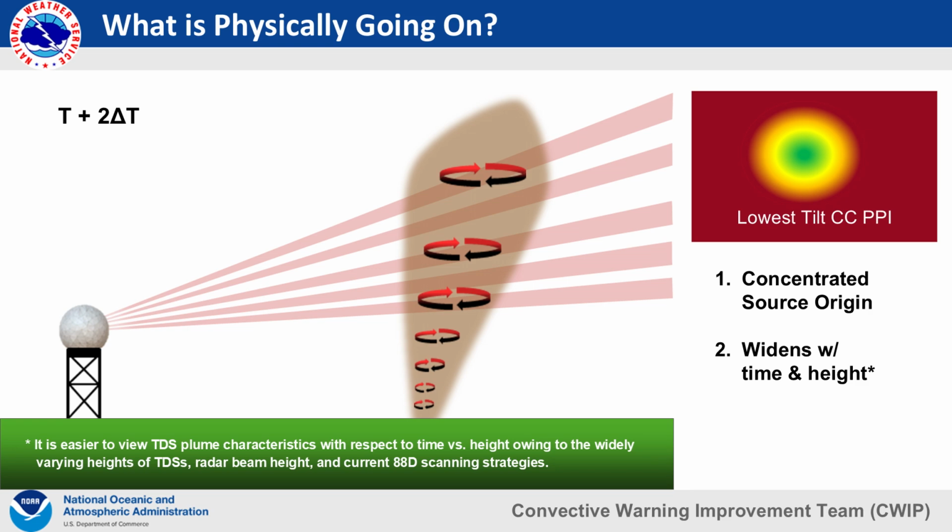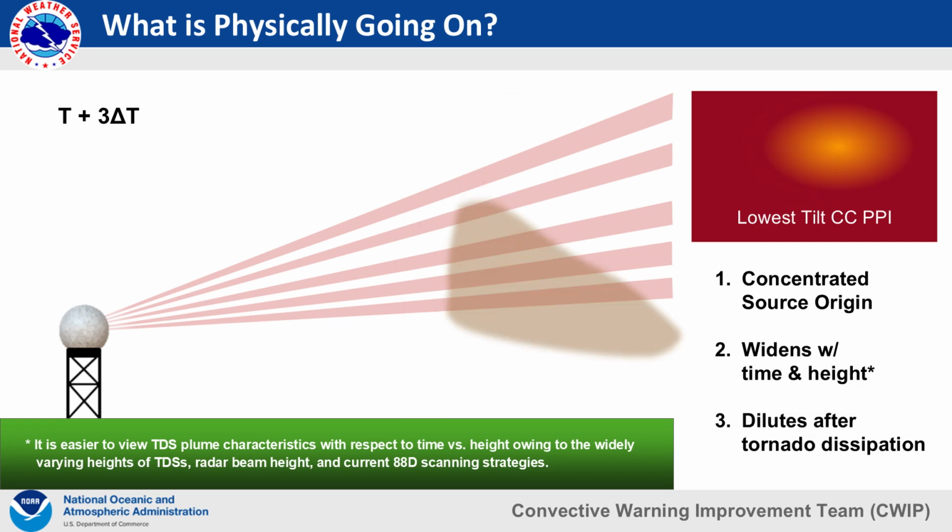Over time, owing to centrifuging and storm-relative flow through the storm, this debris cloud begins to widen and spread downwind. And this widening may not be as easily visible on the 88D owing to storm mode, beam height, product resolution, etc. So it's really recommended to put emphasis on temporal trends in the lowest tilt when it comes to ascertaining the behavior of a tornadic debris signature. And finally, once the tornado dissipates, the cloud becomes more diffuse and it descends and eventually fades away.